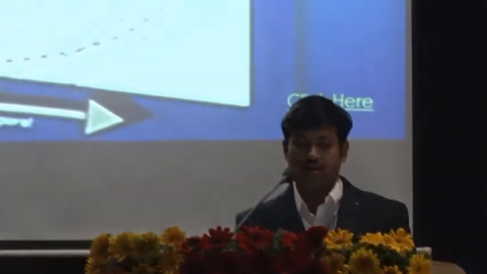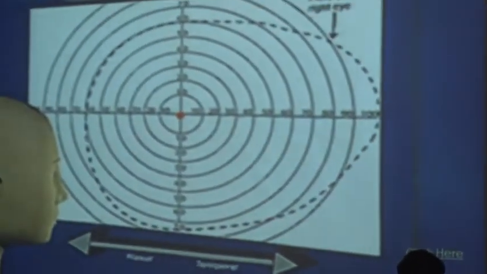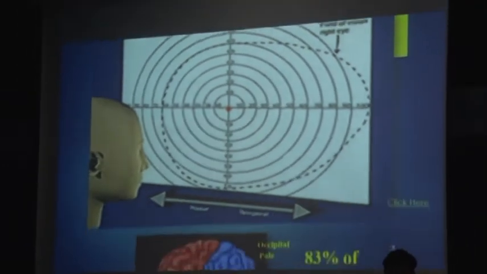Visual field is the area that is perceived simultaneously by a fixating eye. The extent of the visual field is temporally 100 degrees, nasally 60 degrees, superiorly 60 degrees and inferiorly 75 degrees. The point of fixation is the same as before.